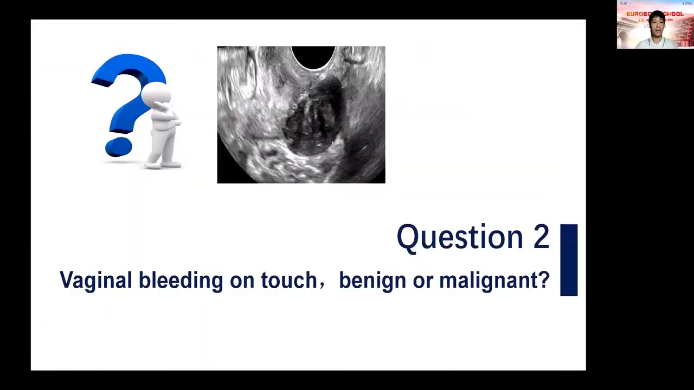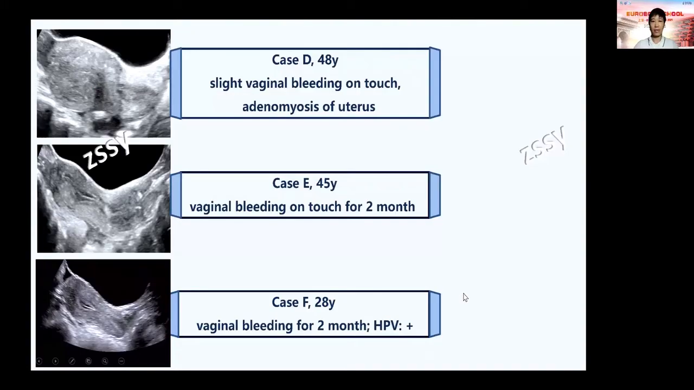And then let's see another case. Except for the endometrial carcinoma, cervical cancer is another common malignant tumor of the uterus. In clinical practice, there will always be non-occupying lesion found in patients with vaginal bleeding untouched or after sexual intercourse. And let's see these three cases. The lesions are difficult for a doctor to make a diagnosis according to the B mode.